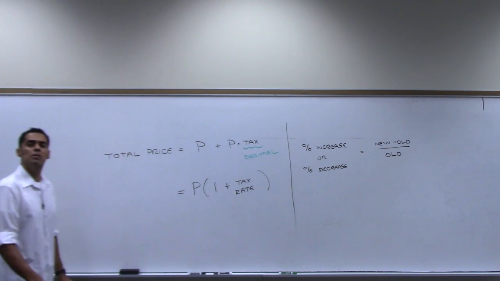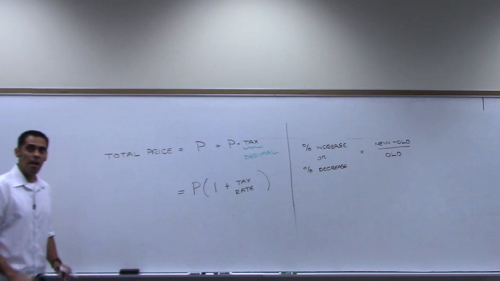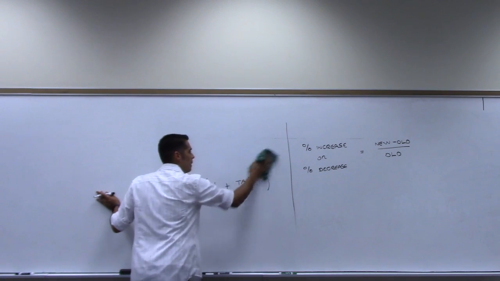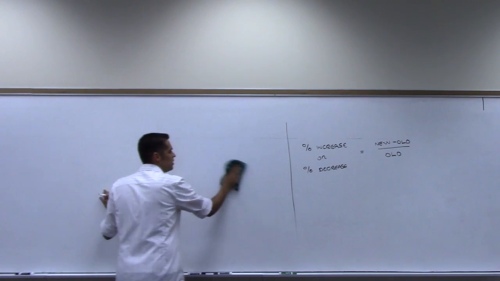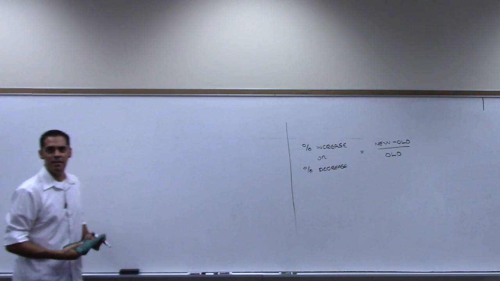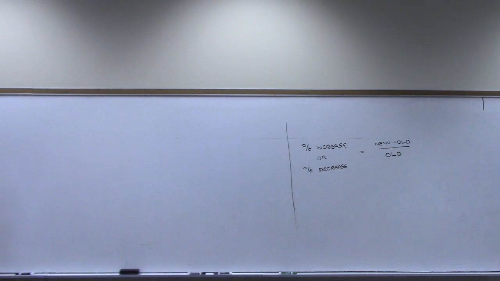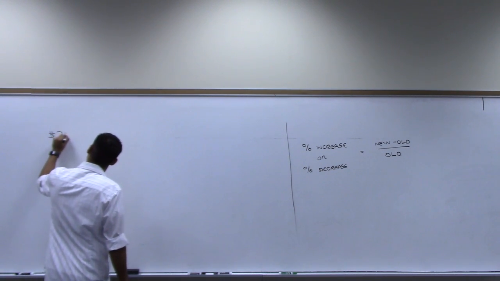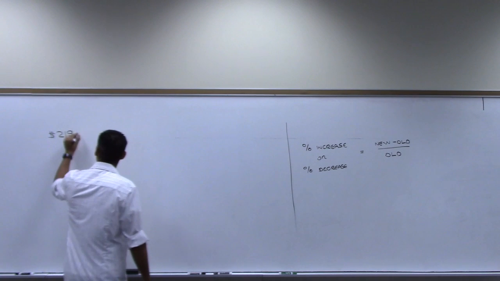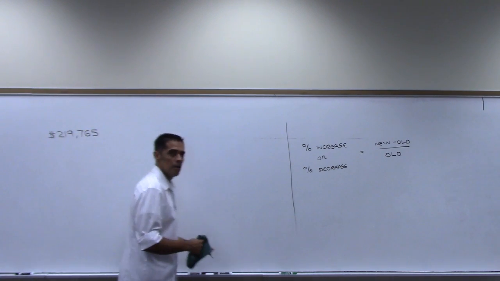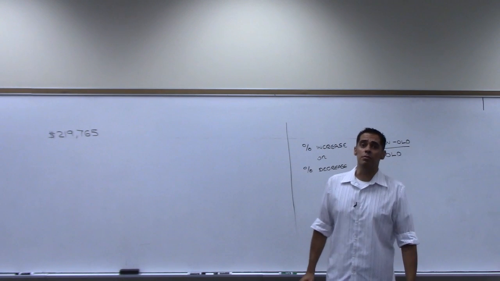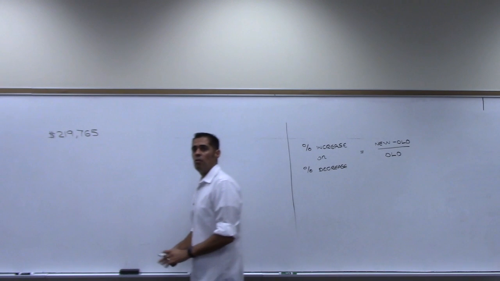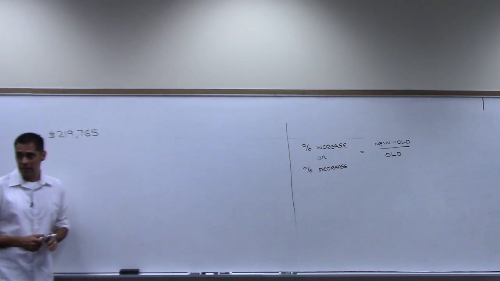So let's do number 1. Amy bought a pool hall. Some of these word problems I just don't get. You know how often you go out and buy a pool hall, right? So Amy goes out and buys this pool hall for $219,765. The price includes a 5% sales tax. What was the price of the pool hall before tax?